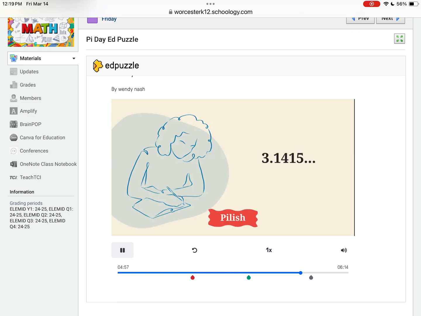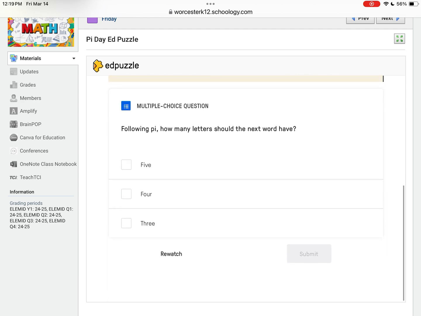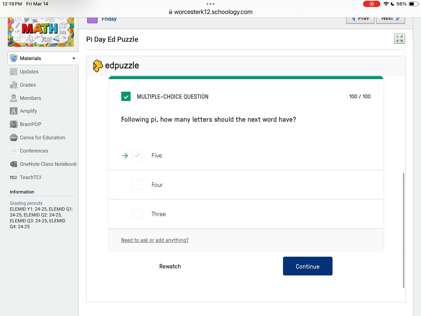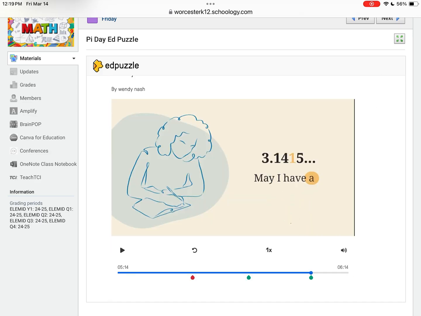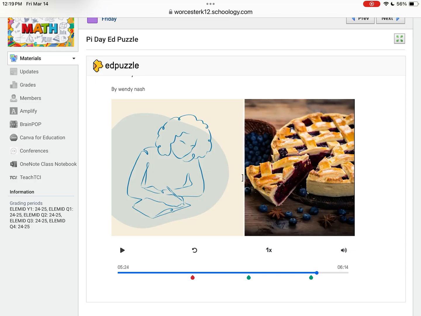In Pi-lish writing, the number of letters in each word corresponds with each number of pi, like this. This word has 3 letters, this has 1, this has 4, this has 1. Following pi, how many letters should the next word have? The next word should have 5 letters, since that's the next number in pi. Here's a fun 5-letter word. May I have a slice of pie?